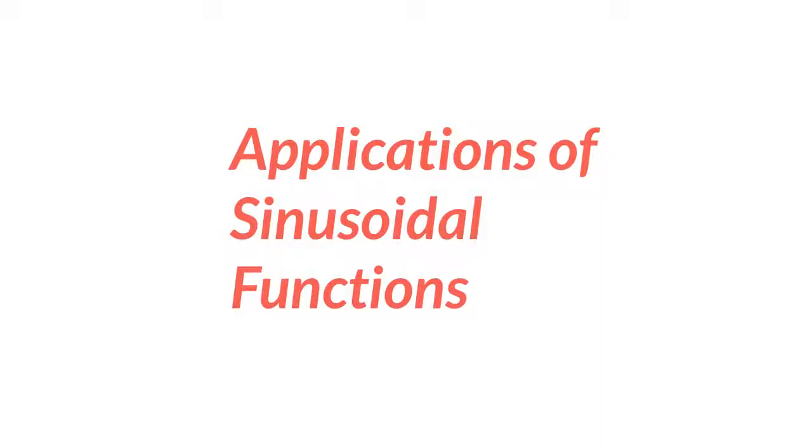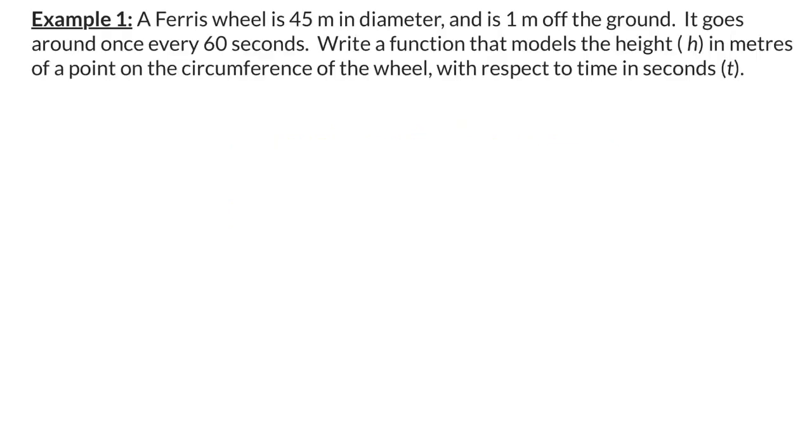You can apply sinusoidal functions to solve real-world problems. For example, a Ferris wheel is 45 meters in diameter and is 1 meter off the ground. It goes around once every 60 seconds. And we're asked to write a function that models the height with respect to time.